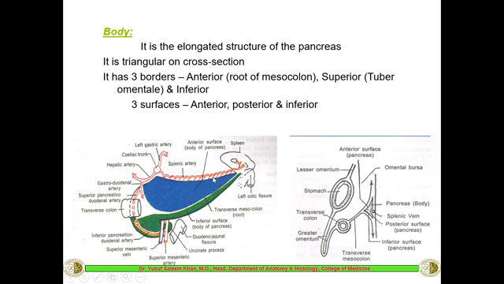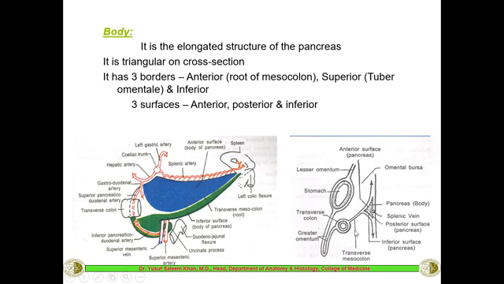So there is a superior border, an anterior border as well as an inferior border, and three surfaces. The surface between the superior border and the anterior border is called the anterior surface. Then we have the posterior surface, which is behind and it is in contact with the posterior abdominal wall. If you see from behind, that will be the posterior surface.